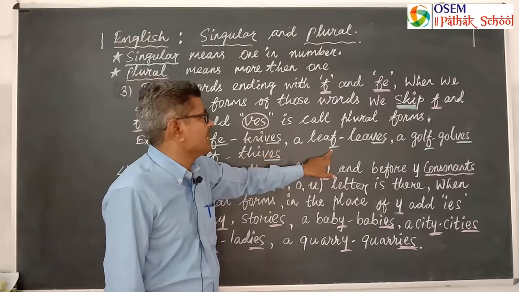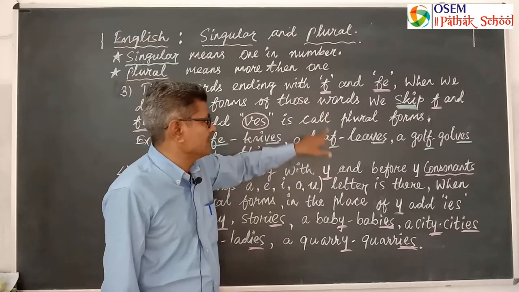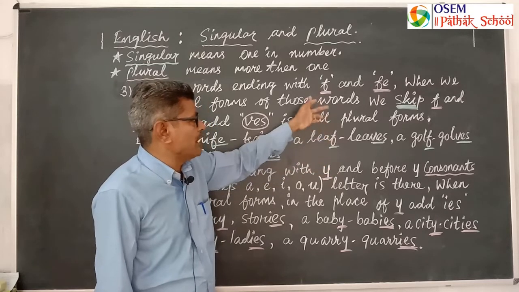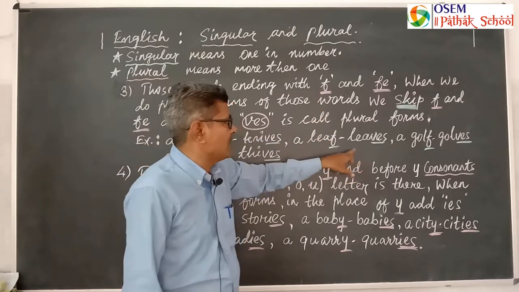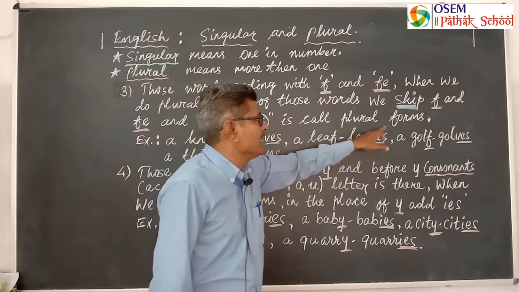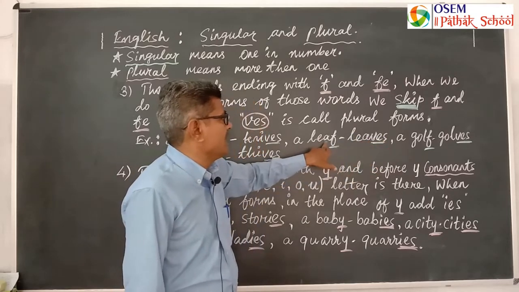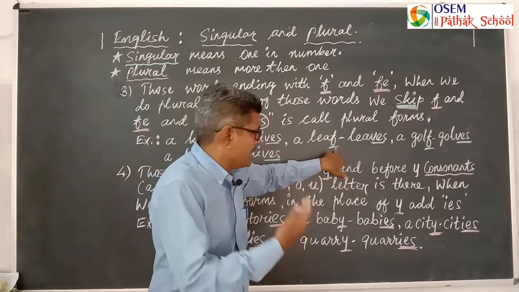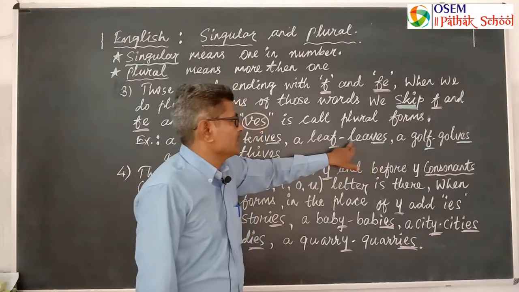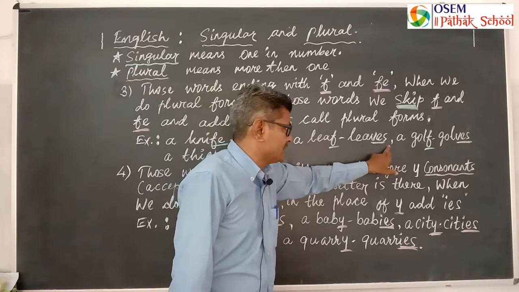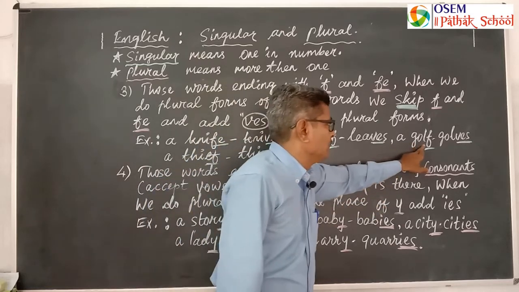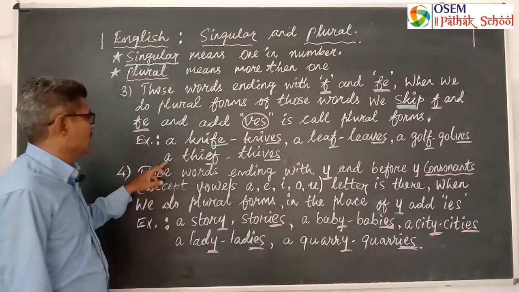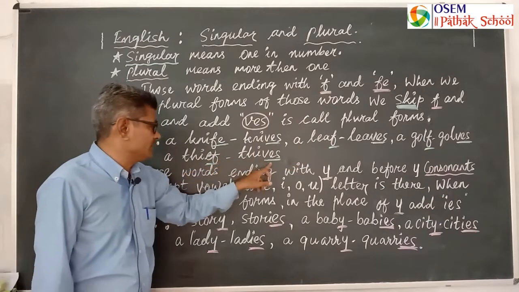For example, a leaf. F is here. In place of F, we have to skip this F and add V-E-S. L-E-A-F: I remove the F and add V-E-S. L-E-A-V-E-S, leaves. A golf, golf. A thief, thieves.